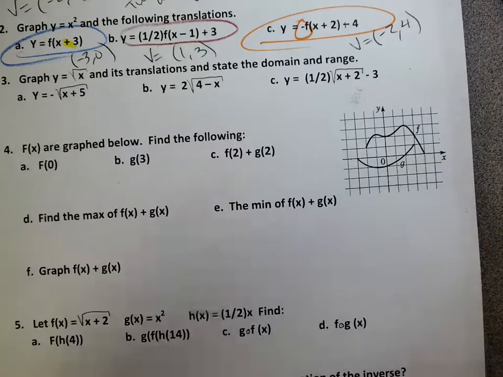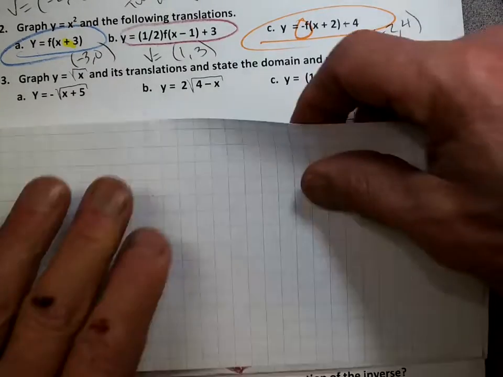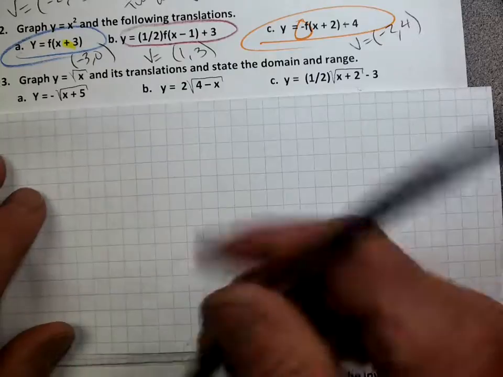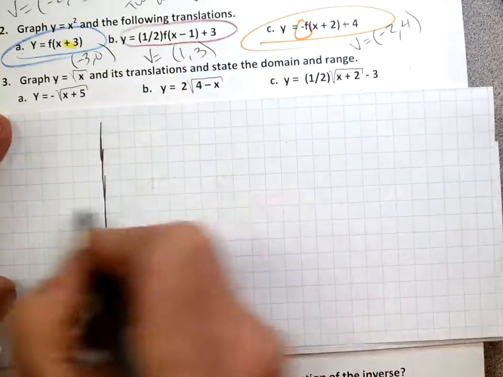Okay, let's do the square root graphs. So, what does a square root graph look like? Let's look at the parent function. My axes in here.